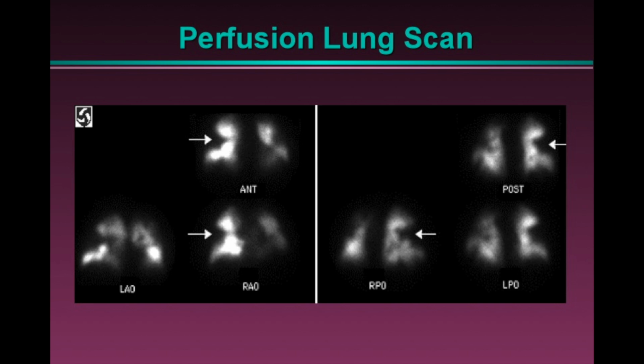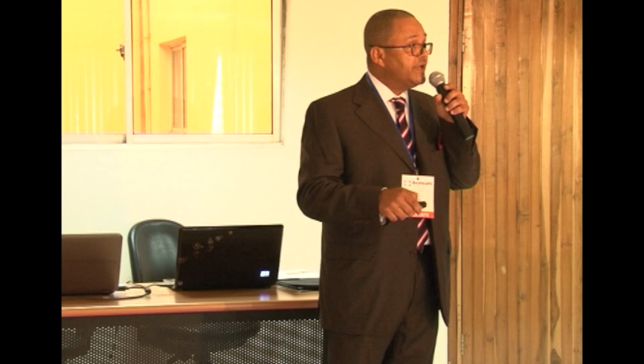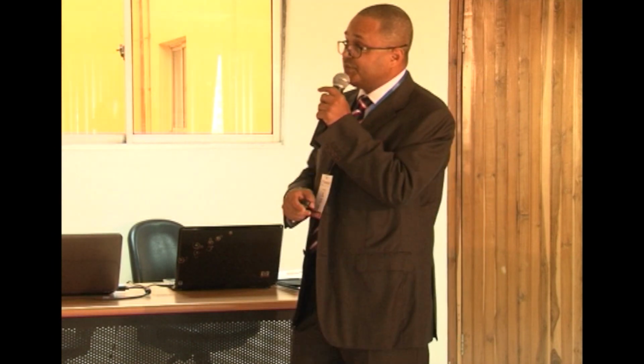A perfusion scan means they inject a radioactive material into your vein. It goes to where blood flows, so it goes to the pulmonary arteries, it perfuses the lungs. They take a picture of the lungs, and you should see the lung fill up with white, evenly. In this place, you can see it doesn't fill up. This doesn't fill up. This doesn't fill up. So this is what we call a perfusion defect. That shows there's obstruction to the blood flow of the lungs. That's pulmonary embolism, most likely.